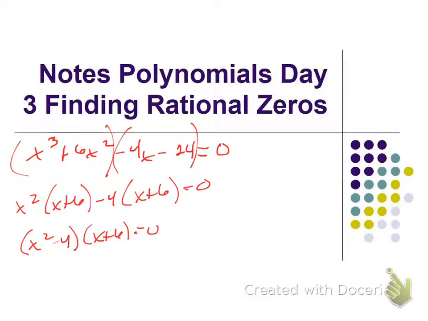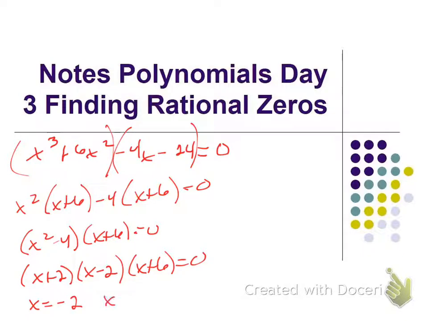Then you could go ahead and factor x squared minus 4 into x plus 2 and x minus 2. And then that, along with x plus 6, are all the factors for that polynomial equation. At this point, we're going to set our factors equal to 0 to find the solutions. Right? And quickly, you did all this in your homework, you're going to get x equals negative 2, x equals positive 2, and x equals negative 6.